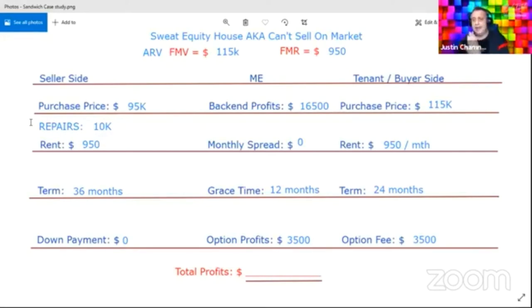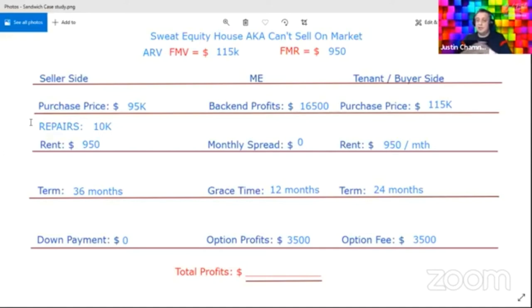Okay, they get to pay $950 a month in rent. That's just normal rent, okay? I don't make anything monthly. I got $3,500 in my pocket when he starts, okay? And then I end up getting $16,500 when he buys. Now, I could have been nicer.